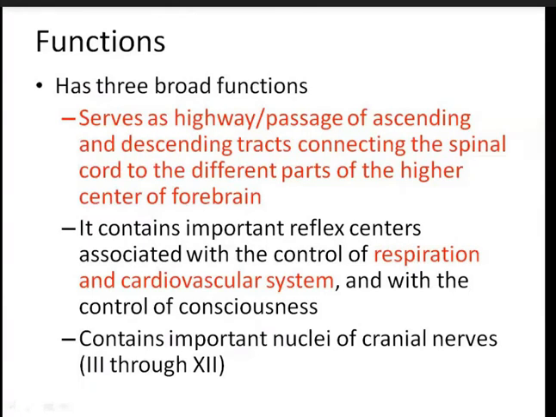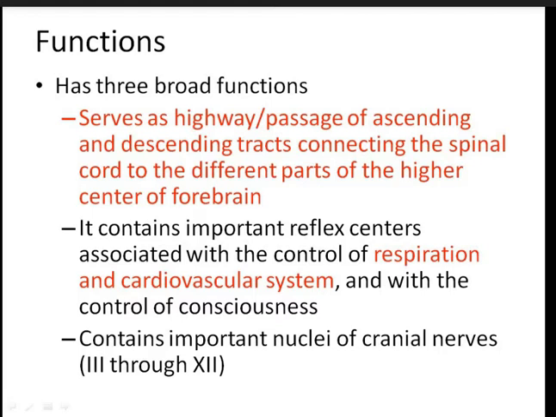So you discussed the ascending tract and the descending tract in the spinal cord, right? For example, the pyramid or the corticospinal tract is the descending tract, whereas the spinothalamic tract is the ascending tract. So they are the tracts which pass the information from the lower centers to the higher centers, and they pass through the brainstem, the highway.